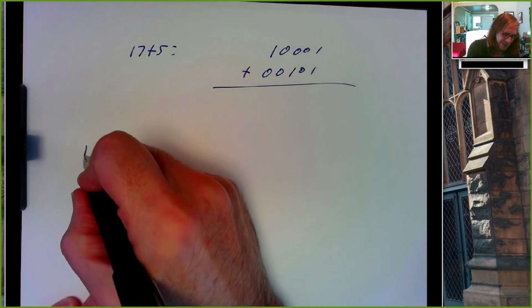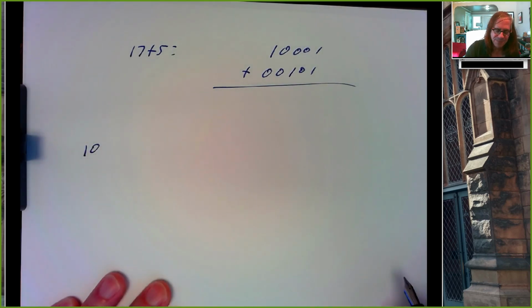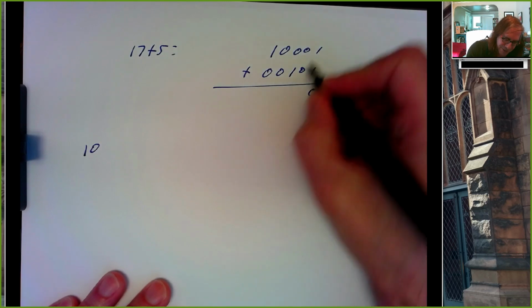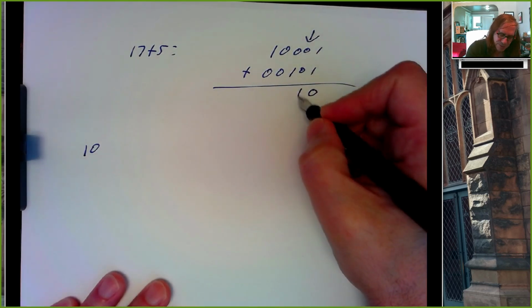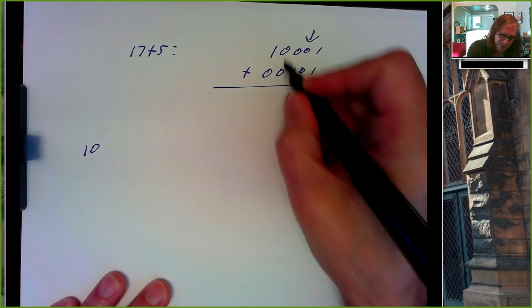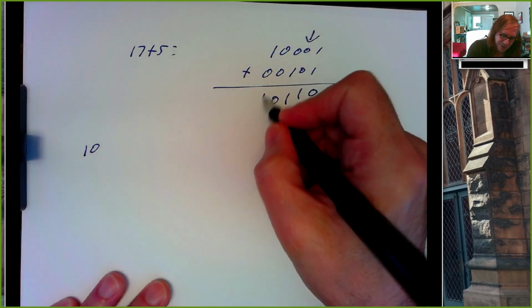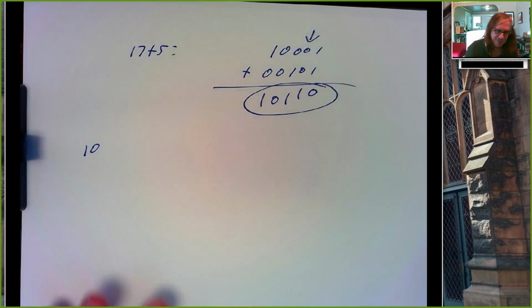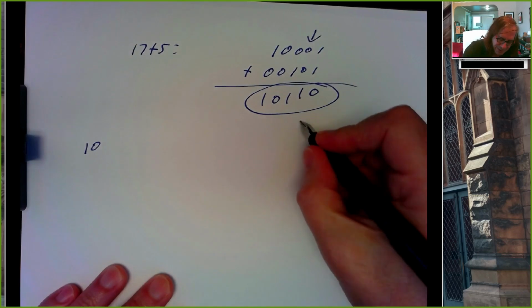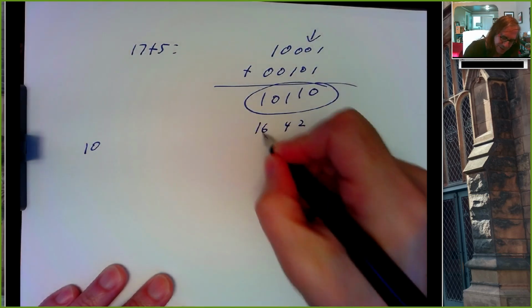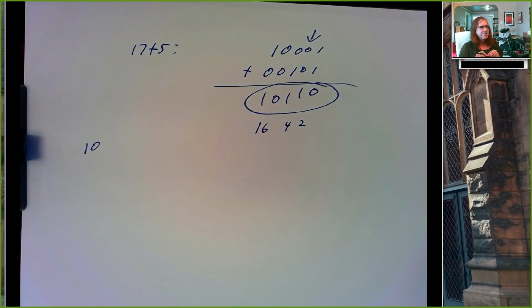First of all, 2 is actually written like this in binary. And so we write down that 0 and we carry the 1. And 1 plus 0 is 1. 0 and 1 is 1. 0 and 0 is 0. 1 and 0 is 1. And that turns out to be 17 plus 5. Right? This is 2 plus 4 plus 16. That's 22. That's 17 plus 5.